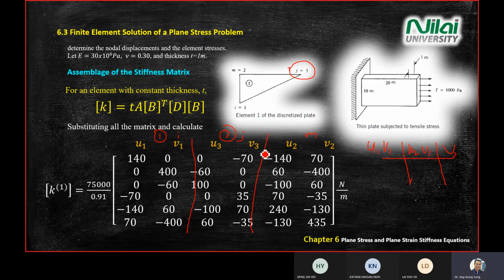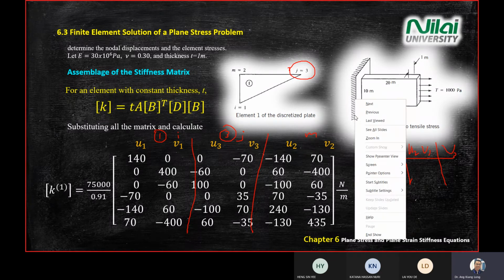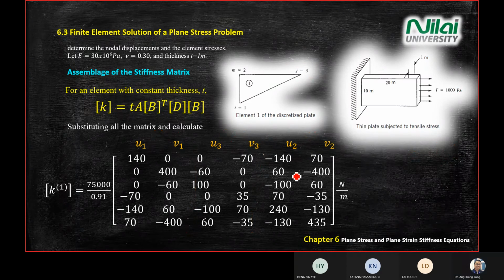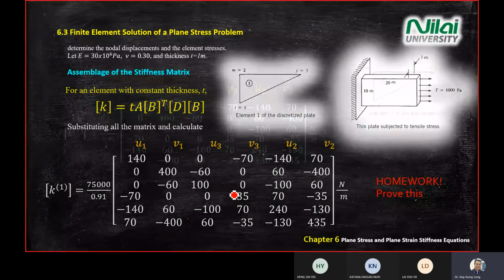Be careful on the arrangement of the location for your numbers, because later you superimpose, and you need to be careful when you put them back. Okay, done with the first element. You repeat the same process, use the same matrix form, K equals T, A, B transpose D and B. So this one, go ahead and do as homework.